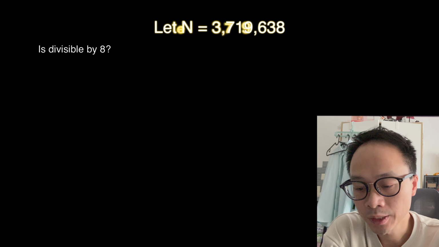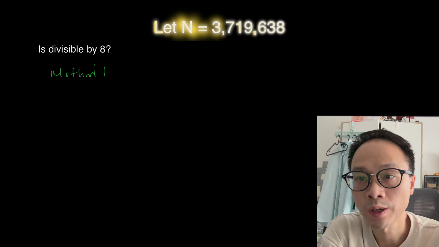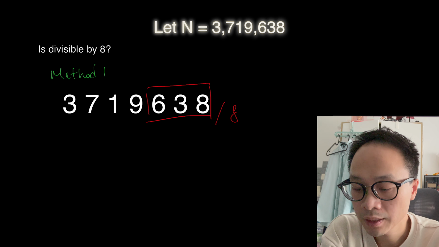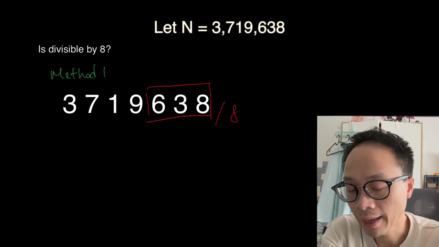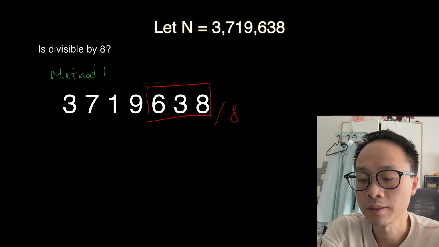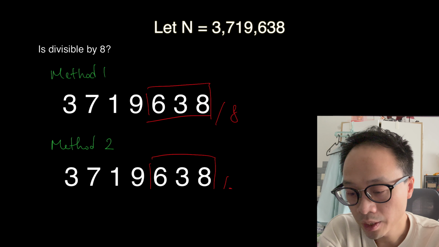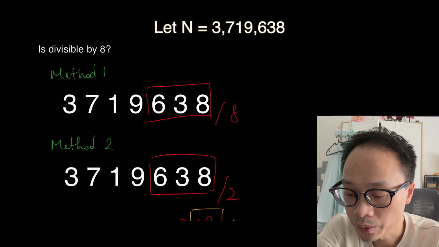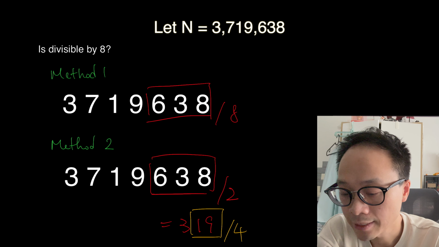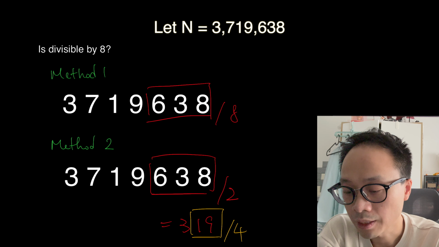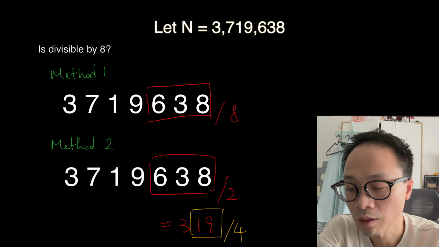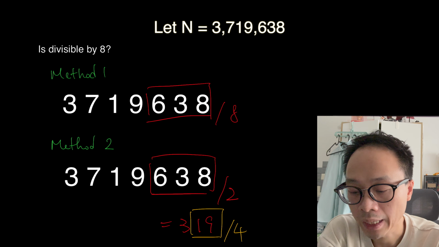Is it divisible by 8? Method 1. We consider whether the last 3 digits are divisible by 8, and then the number is divisible by 8. Method 2. We put the last 3 digits divided by 2 equal to 319, and then we consider the last 2 digits. Is it divisible by 4? 19 is not divisible by 4, so it's not divisible by 8.